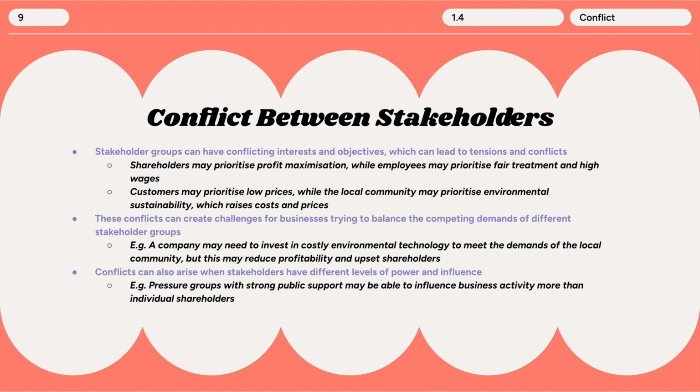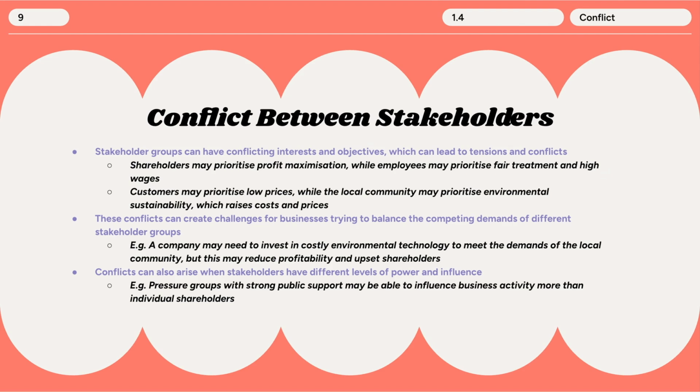And environmental sustainability raises costs and prices for the business because, for example, if you're using environmentally sustainable packaging, you might need to buy recycled packaging, and the recycled packaging might be more expensive than the usual packaging that you use. For example, buying recycled plastic bags for a business might increase their costs. These were some examples of conflicts between stakeholders.